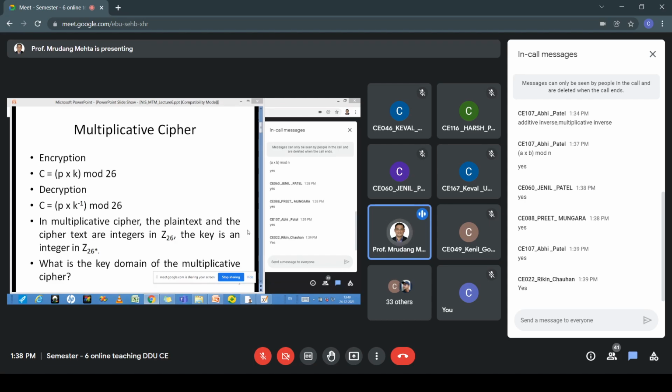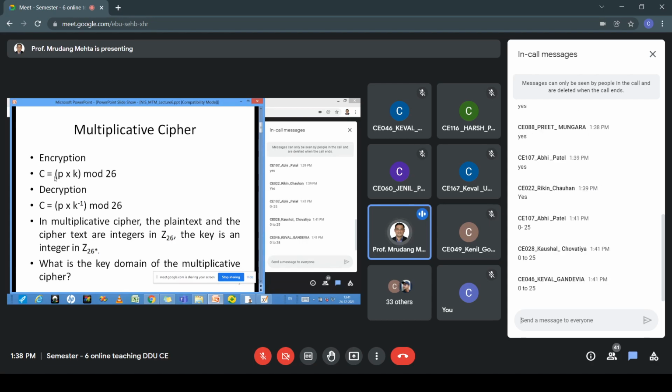In the multiplicative cipher, the plain text and the cipher text are integers in Z26. What is the meaning of Z26? Can anyone write in the chat box? Possible key values? 0 to 25. Okay, perfect. Now, the key is in Z26 star. What is the key domain of the multiplicative cipher? Can anyone say?